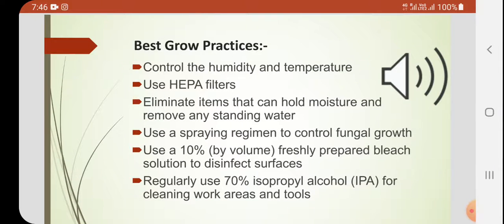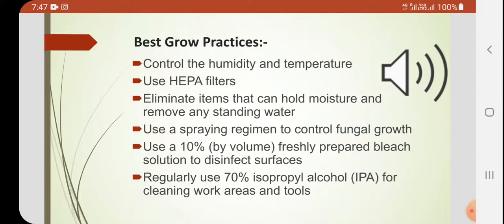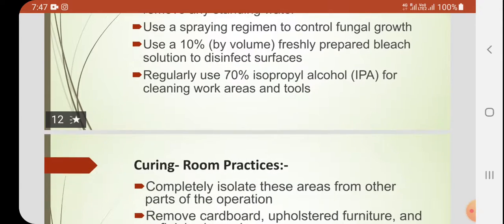Best grow practices. Control the humidity and temperature. Use HEPA filters. Eliminate the items that can hold moisture and remove any standing water. Use a spraying regime to control fungal growth. Use a 10% by volume freshly prepared bleach solution to disinfect surfaces. Regularly use 70% isopropyl alcohol for cleaning work areas and tools.